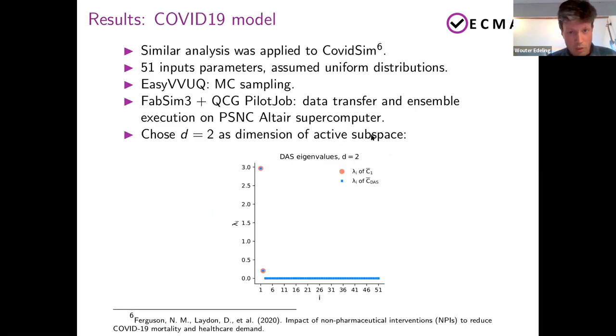And you can do the same with CoverSim. So that was the HIV model. This time we applied it to CoverSim with 51 inputs. Again, same procedure, standard Monte Carlo sampling. Submitted the jobs to the Eagle supercomputer. And look for the decay in eigenvalues. And this time I had to choose 2. So there's roughly a 2-dimensional active subspace.